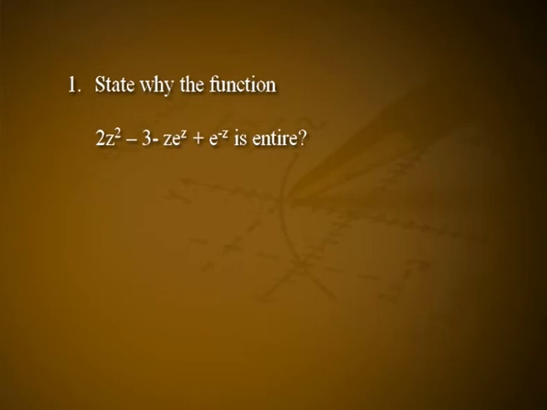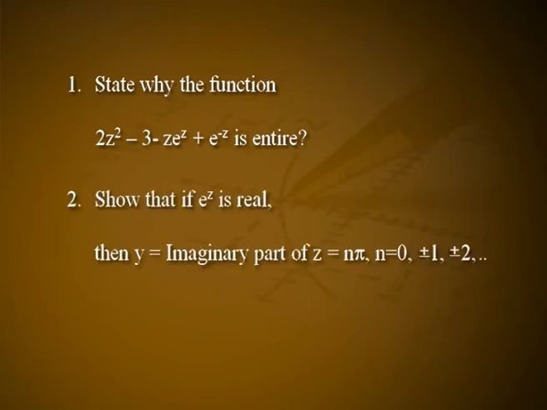Now you can try to solve the following problems. First question. State why the function 2z squared minus 3 minus z e raised to z plus e raised to minus z is entire. Second question. Show that if e raised to z is real, then y, the imaginary part of z, is equal to n pi for n equal to 0, plus or minus 1, plus or minus 2, etc.